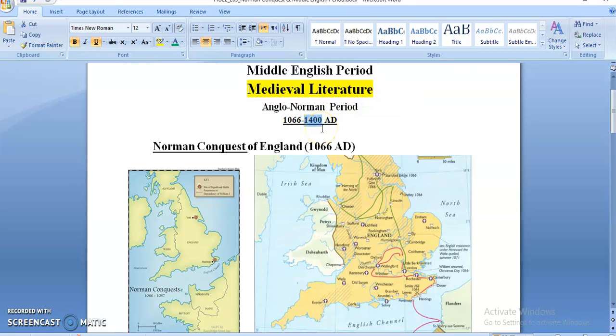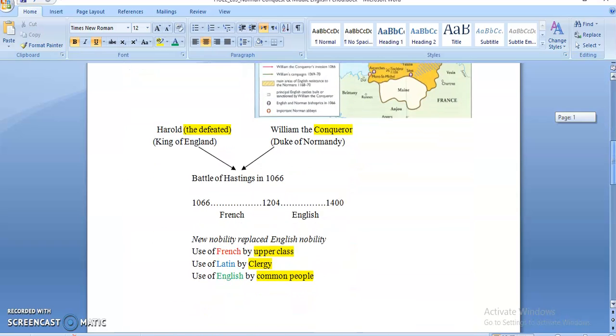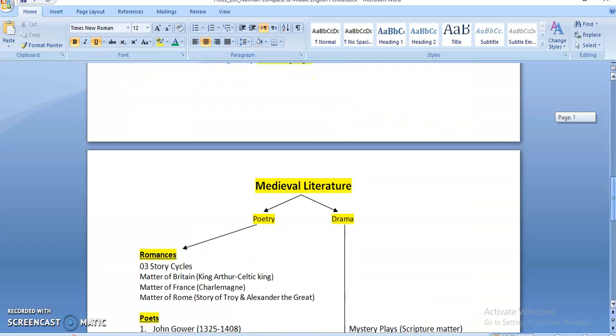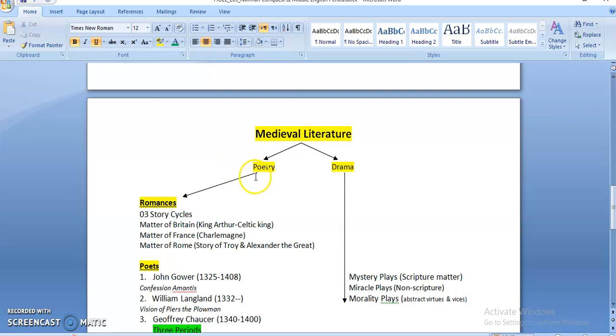Even the 15th century can also be included in the Middle English period, but that period is usually termed as the barren or infertile century, because no literature was created during that century. So what type of literature existed during this period? Poetry as well as drama. These were two genres, or you can say two subcategories of literature.